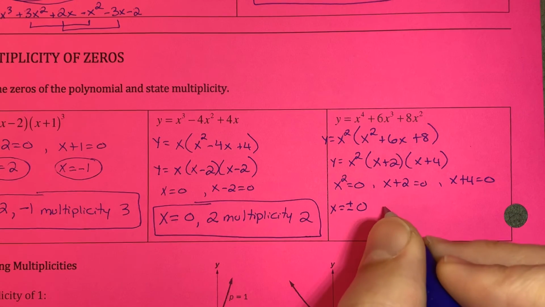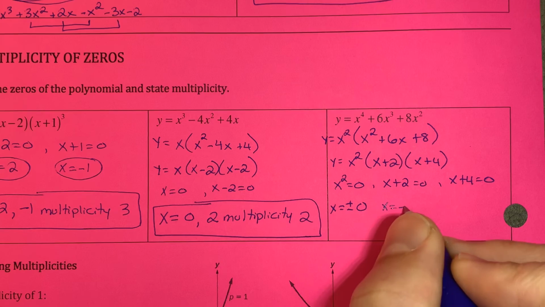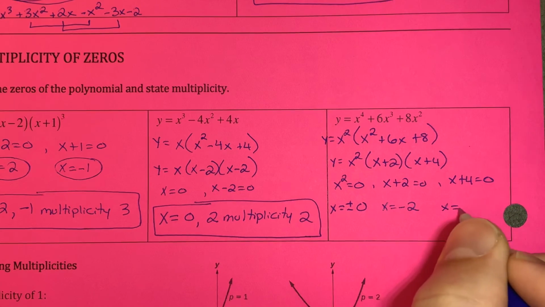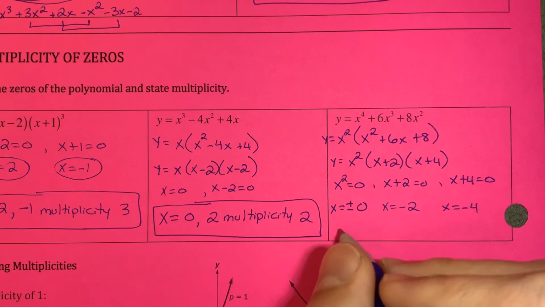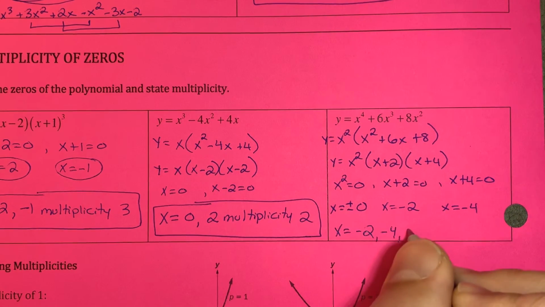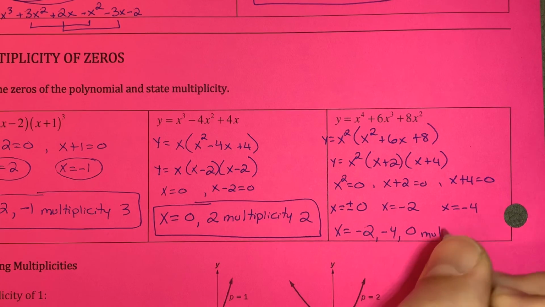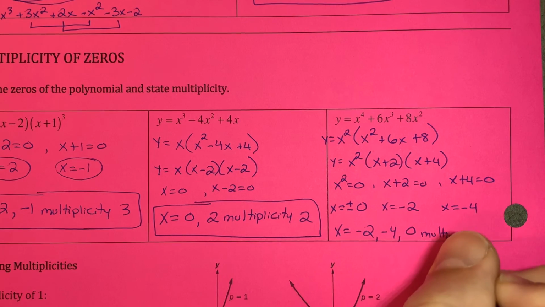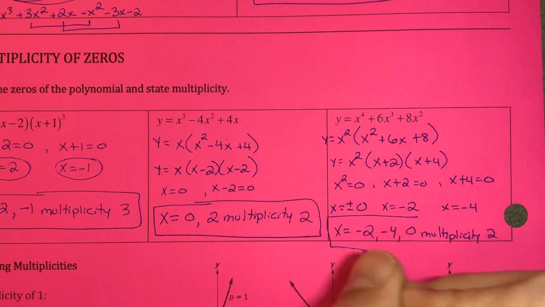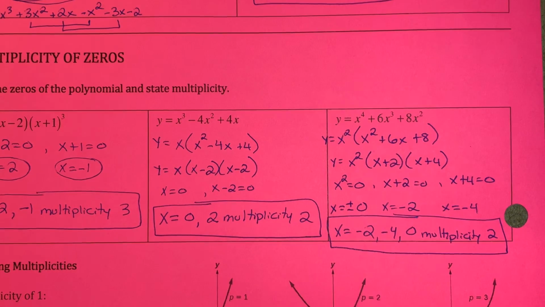Do the opposite here. Subtract 2 and you would get x equals -2. And subtract the 4 here and you would get x equals -4. And therefore your zeros are -2, -4, and then 0 with a multiplicity of 2. And there we go.